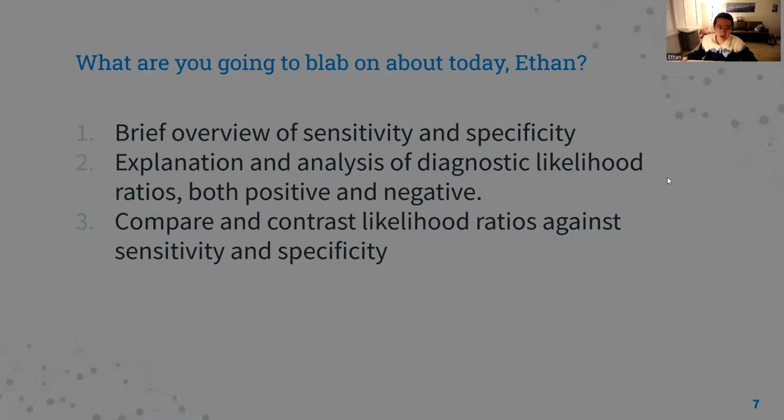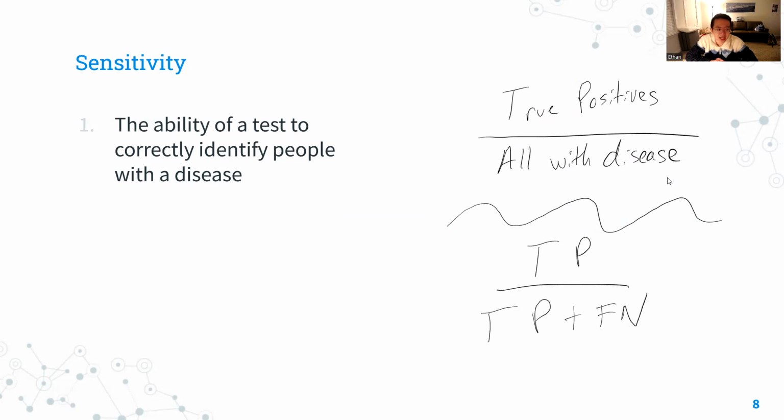Let's get into it, talking about sensitivity. It's essentially the ability of a test to correctly identify people with disease. Mathematically, it's true positives over all with the disease. So let's say you've got a population where all the people in this sample have a certain disease. Your sensitivity is your ability to label all those positives, right? It's true positives over true positives plus false negatives. What's a false negative? It's someone who tests negative but actually has the disease.